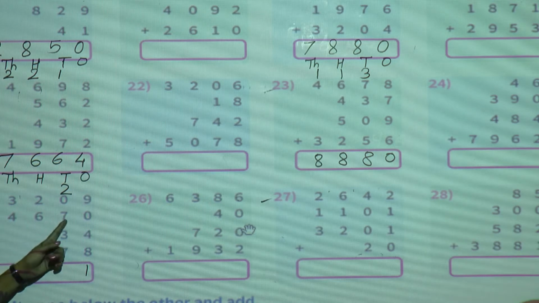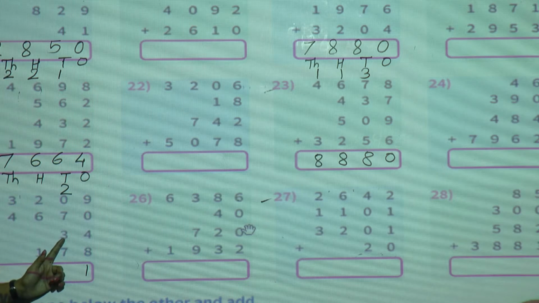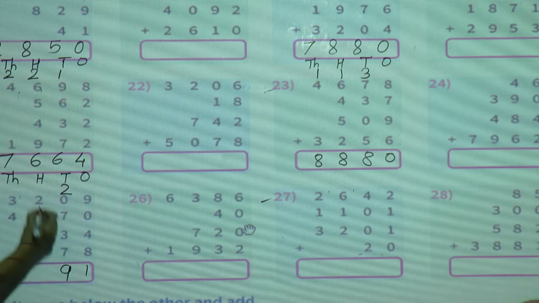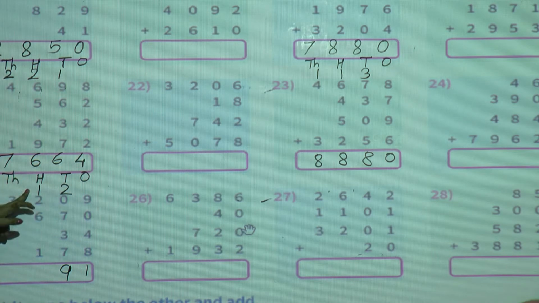2 plus 7, 9. 9 plus 3, 12. 12 plus 7, 19. Now 19 tens means 9 tens and 100. So this one we will give as a carry to the hundreds place.